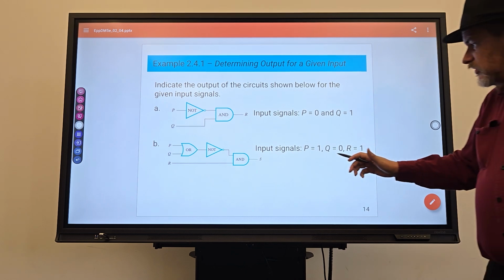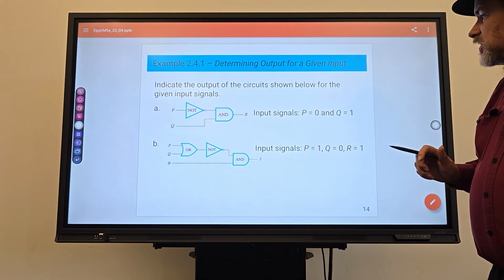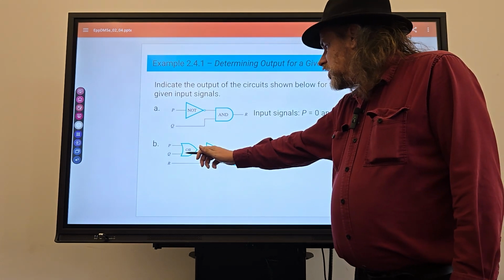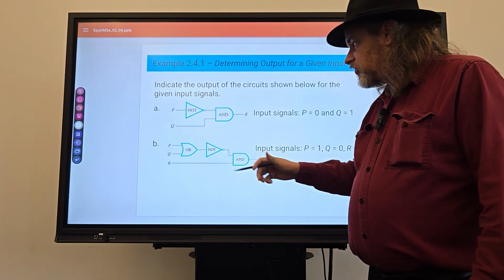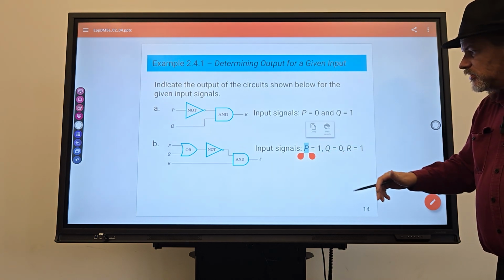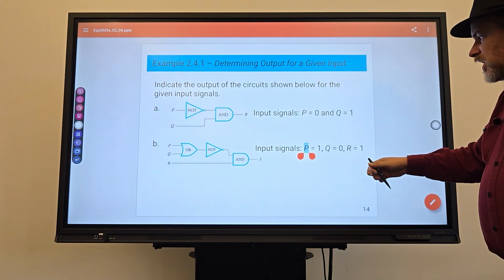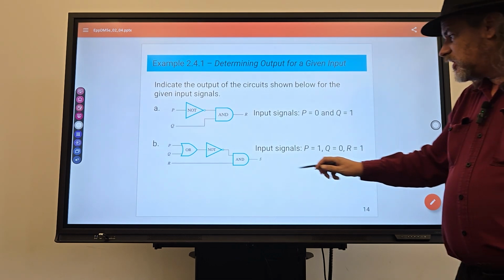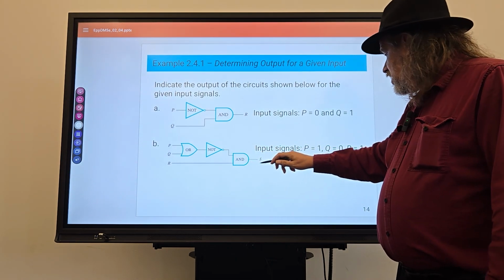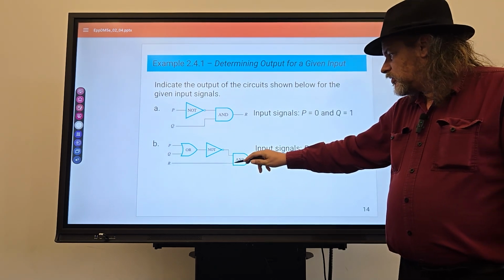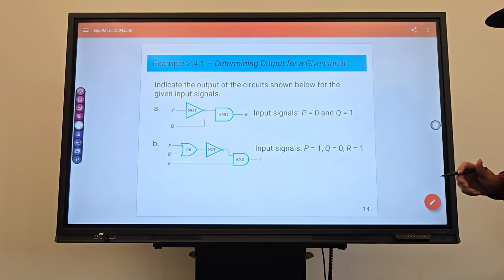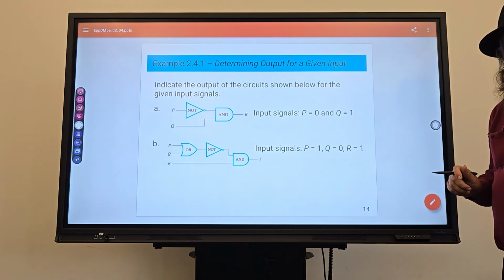Now for the input signals for this one, if P or Q, so that would be high because one of the inputs is high, the P. Then you invert that to low into an AND gate. R is 1, but both inputs of the AND gate have to be 1 for the output to be 1, so the output would be 0.